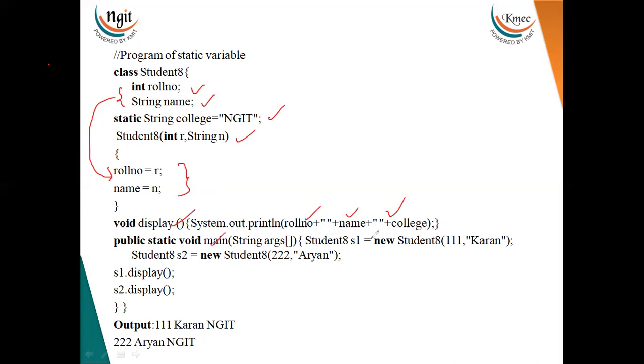Next, I'm taking the main method. Now I am creating two objects, S1 and S2. If you observe, I'm passing only two parameters. That is the roll number and the name I'm passing for S1 and S2. Whenever I am calling the display method, student roll number, name, and the college name will be displayed. So the college name is a common property which is shared among the two objects. So in this scenario, we use this static variable. This is all about the static variable, guys.